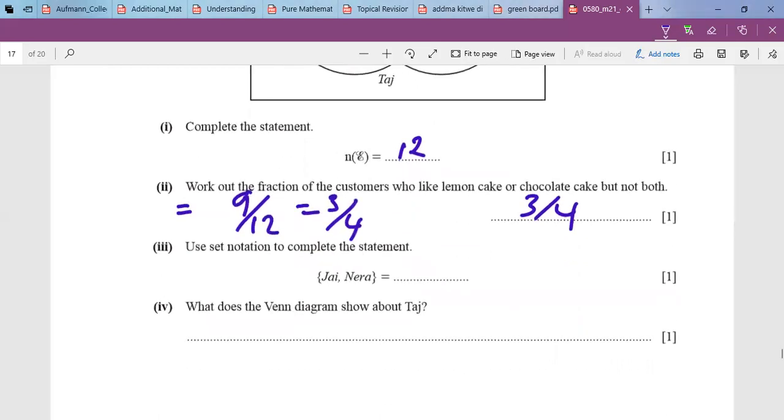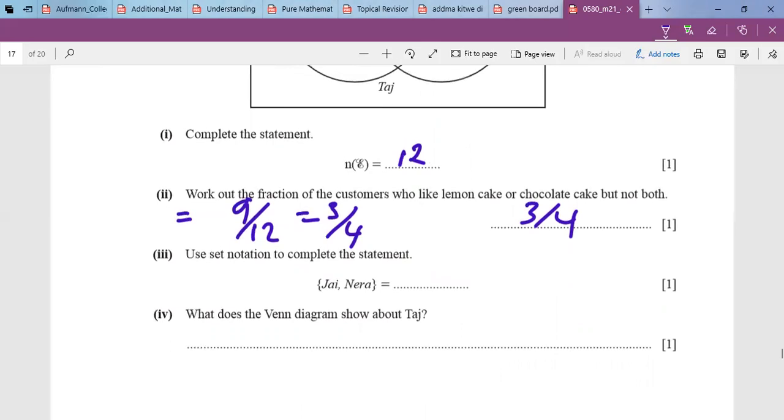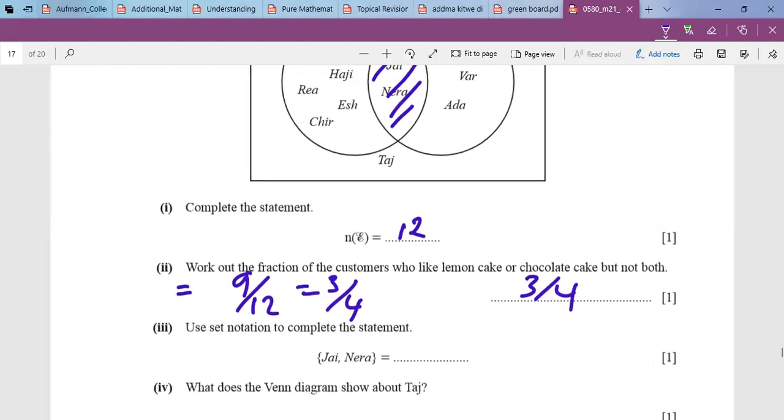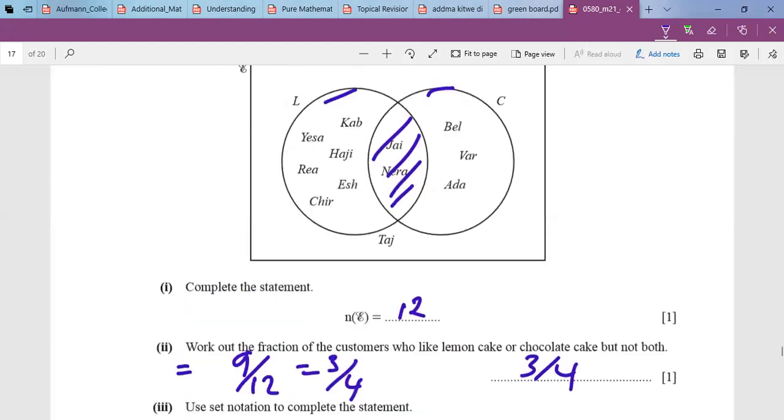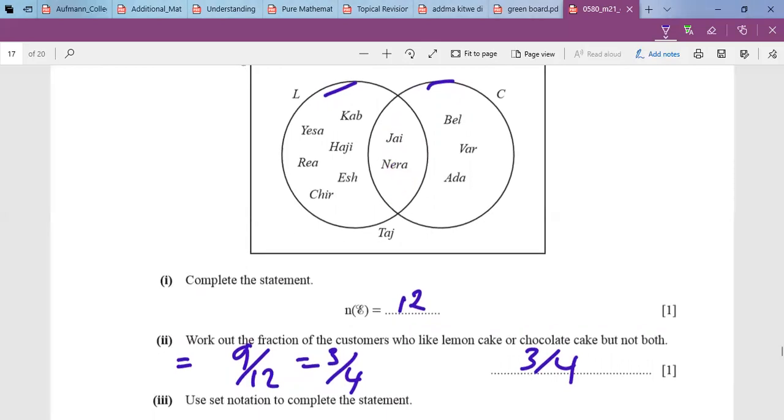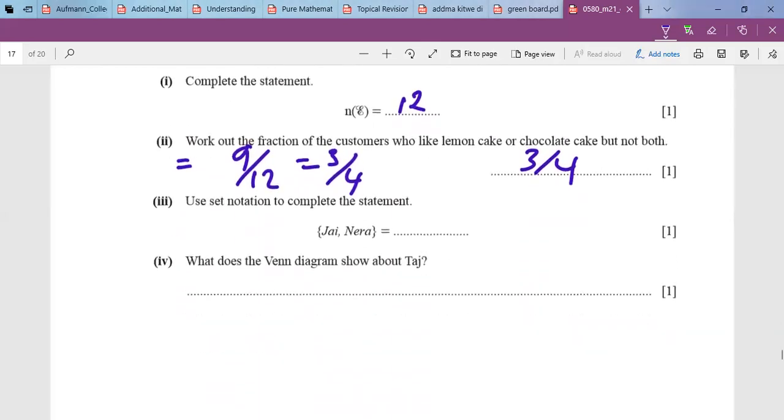Use certain notation to complete the statement. For this one, this is the common region for L and C. So it is an intersection. So this is an intersection set of L and C. So L intersection C, or C intersection L.